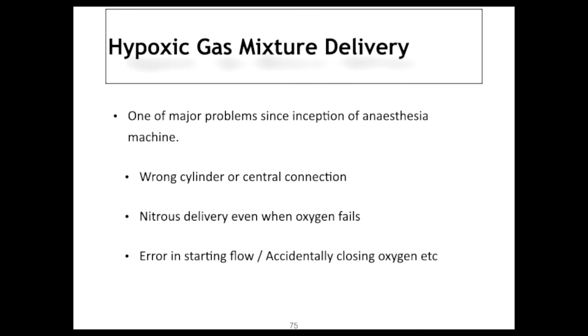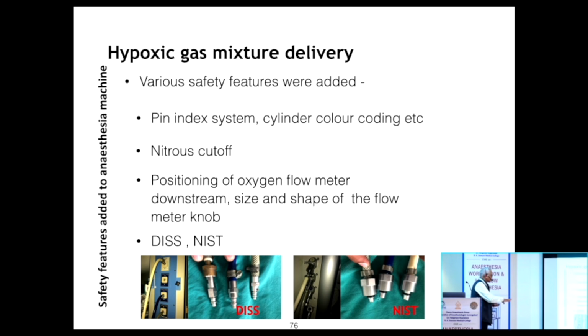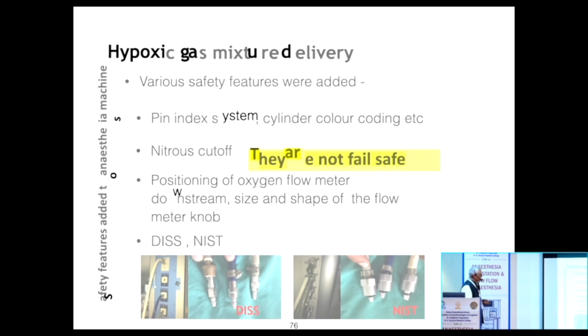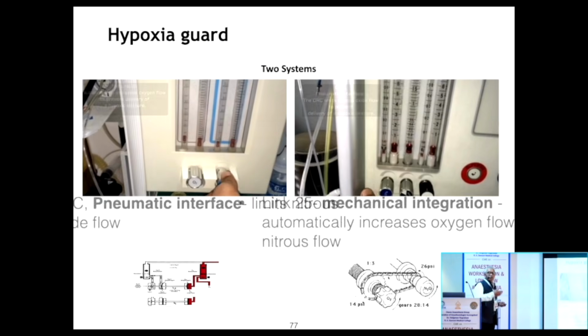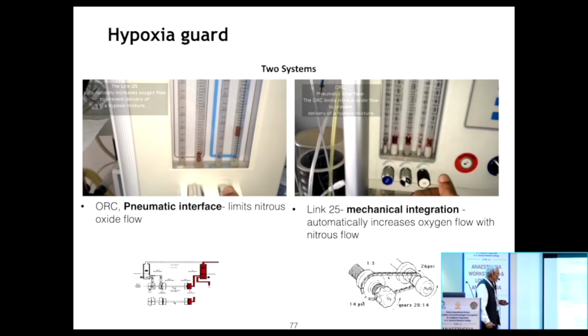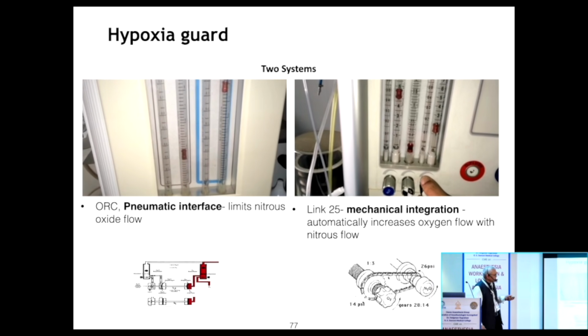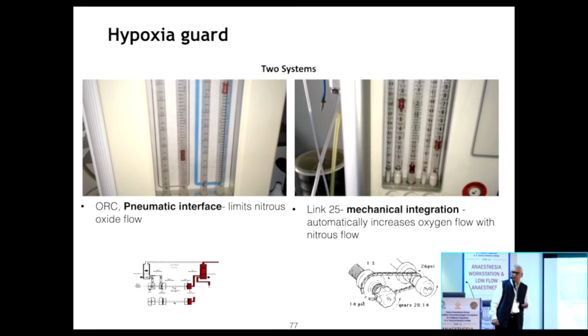Hypoxic gas mixture delivery was a problem from day one, and we started adding various features to reduce or avoid it: pin index system, nitrous cutoff, positioning of oxygen flow meter, DISS and NIST, but they are not fail safe. So we brought the hypoxia guard, right? There are two types of it. One is called oxygen ratio controller or a numeric interface, and the second is a mechanical integration, the Link 25 system.